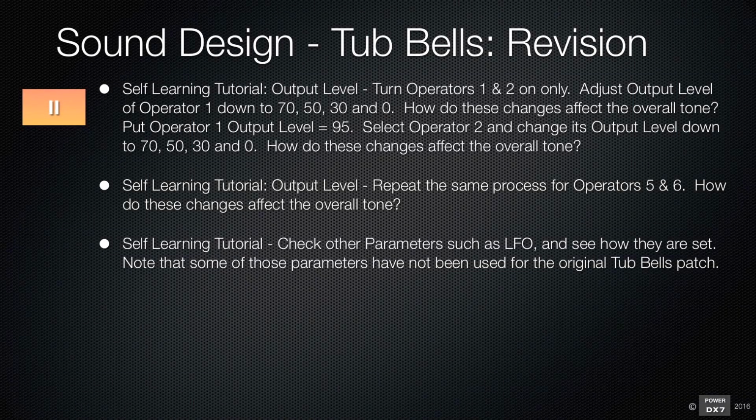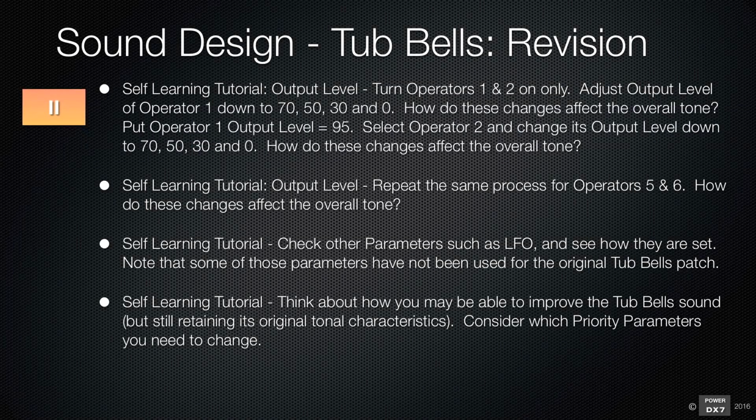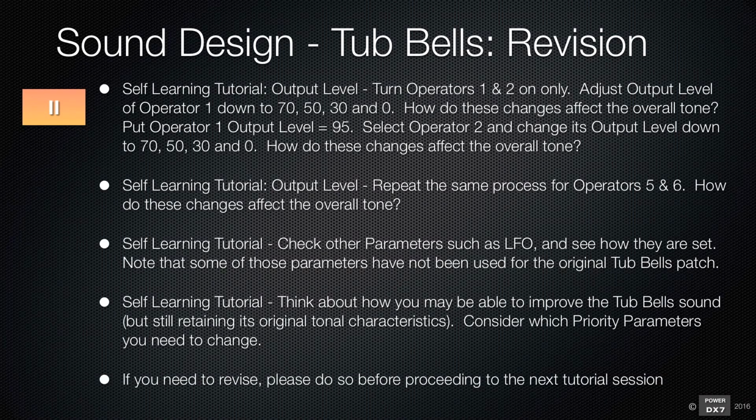Also check low priority parameters such as LFO and see how they are used. Note that some of these parameters have not been used for the original tube bells patch. Once completed, think about how you may be able to improve the tube bell's sound and still retain its original tonal characteristics. Consider which priority parameters you need to change. If you need further revision, please do so before proceeding to the next tutorial session.